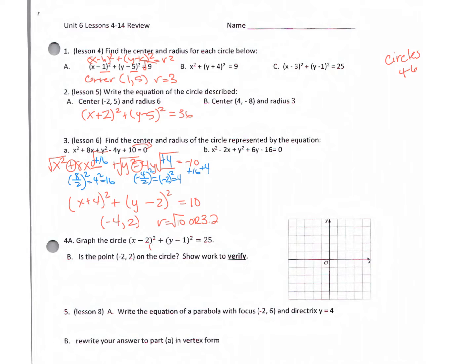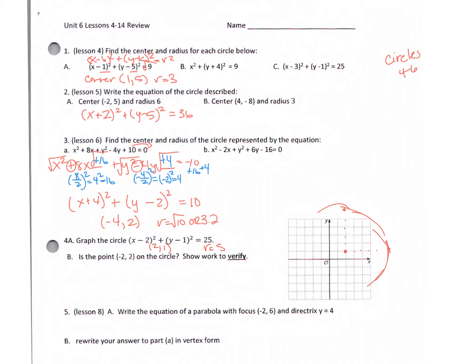So to graph my circle, I would put a dot on my center, which is 2, 1, and then my radius would be just 5, so I would go up 5, 1, 2, 3, 4, 5, right 5, 1, 2, 3, 4, 5, left 5, I do the same thing. Once I have all 4 of those dots, I would connect them all to make my circle.